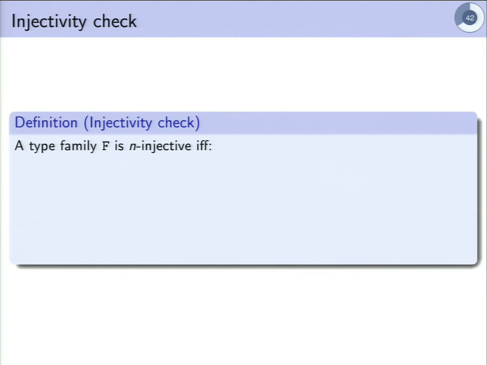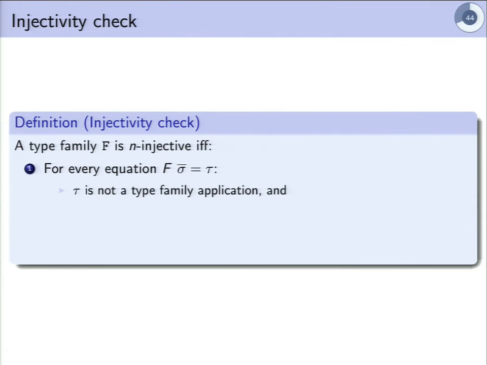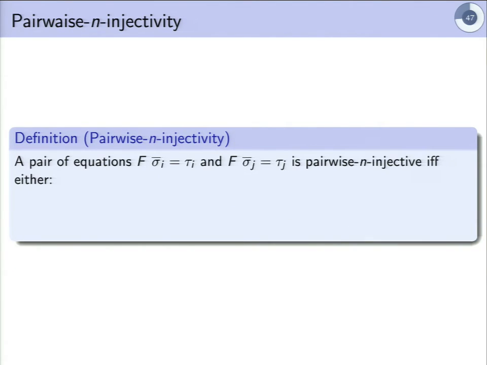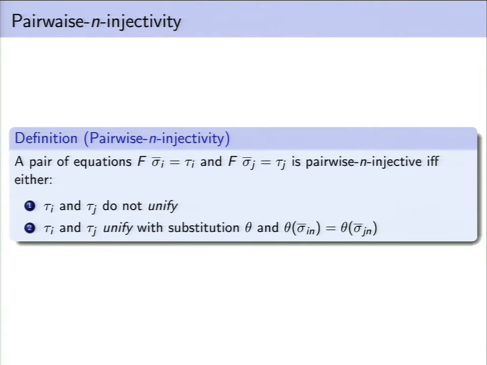And so, summing up all the requirements that we have, we say that a type family is n-injective if, firstly, for every equation that we have, the right-hand side is not a type family application, and if it is a bare type variable, then all left-hand side parents are also bare variables. And secondly, for every pair of equations, possibly identical equations, that is, we check the equation against itself also, we require that the pair of equations is pairwise n-injective. The definition of pairwise n-injectivity says that a pair of equations is pairwise n-injective if either the right-hand sides do not unify at all, or if they unify with some substitution theta, possibly empty, then that substitution makes the injective arguments equal in their equations. And again, when talking about unification, I mean our custom unification algorithm.